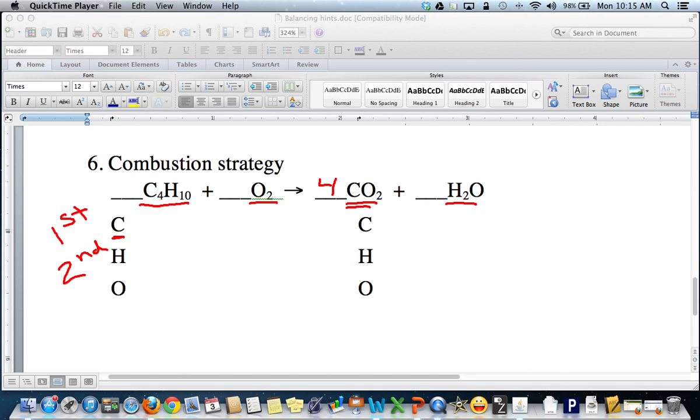Second. How many hydrogens on the reactant side? 10. How many on the product side? Or let's say this way, how do I get 10 on the product side? 5. So far, four carbons, 10 hydrogens.